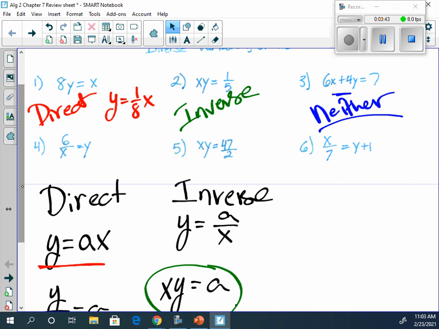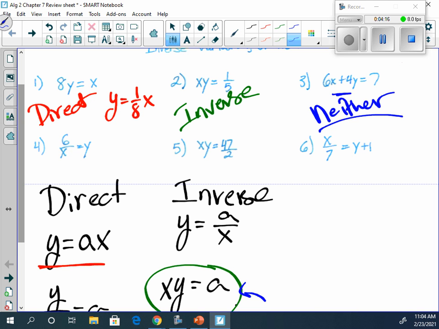So we're looking at 1 through 6 from one of these problems. We're trying to line it up. Is it direct, inverse, or neither? So we said direct for the first one because we have it in this 8 times y equals x, or y equals 1/8 x. I could solve for the value of y, and we get this here. Now, the second one was inverse because it lined up with one of our forms of inverse, x times y equals a, so it's inverse. And number 3, since we had the plus sign, it was neither.